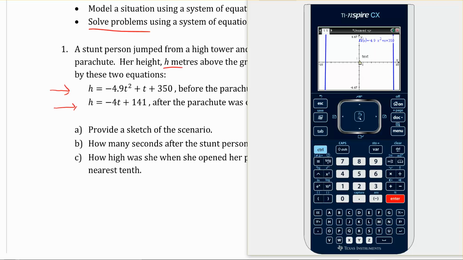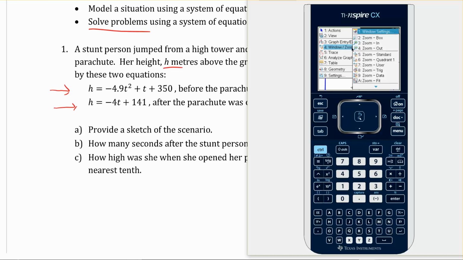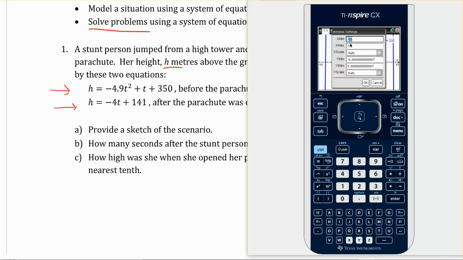Probably what's happening here is our scale isn't high enough up. If you're wondering how we're going to get a better view, I know I've got to go over a bit more to the right on the x-axis, and I've got to go up higher so I can see where this thing crosses the y-axis. So I'm going to go into menu, window settings, and change my y maximum. I know that this first equation has 350 in it, right?